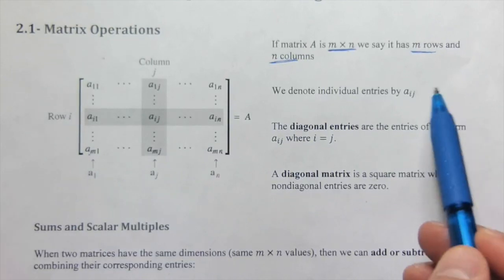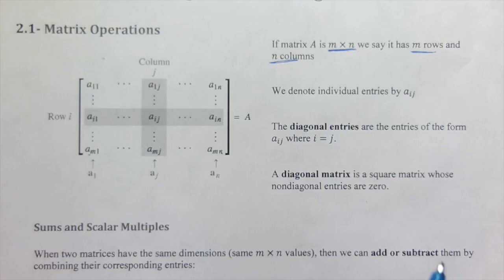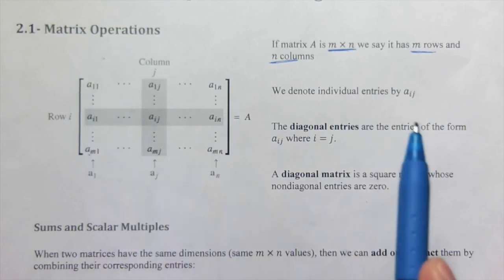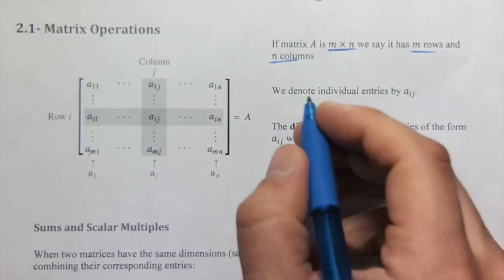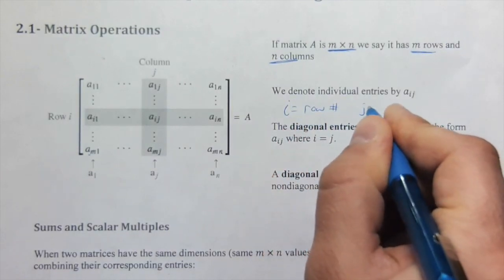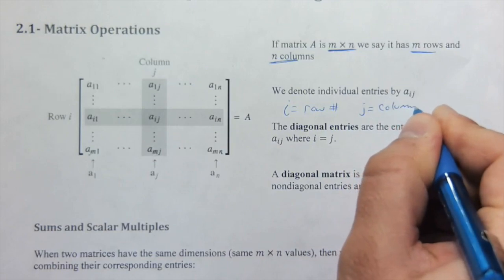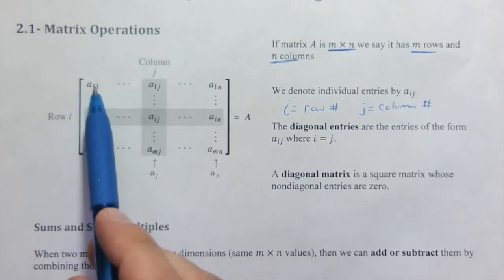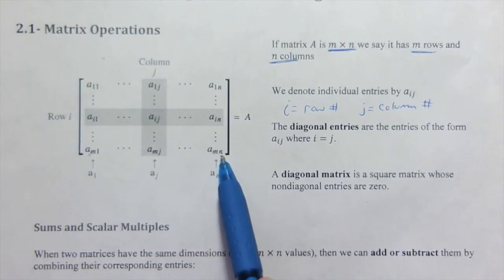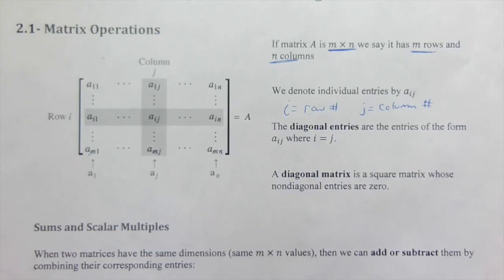Each individual entry we denote with a sub ij. Like this is a11, and the i and the j refer to the row and the column. The i is the row number, and the j is the column number. So this is a11 because it's in the first row, first column. This would be amn because it's in the last row, last column. That's good because we want to refer to specific elements.